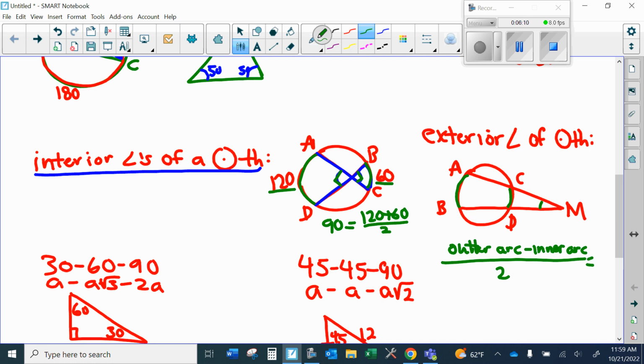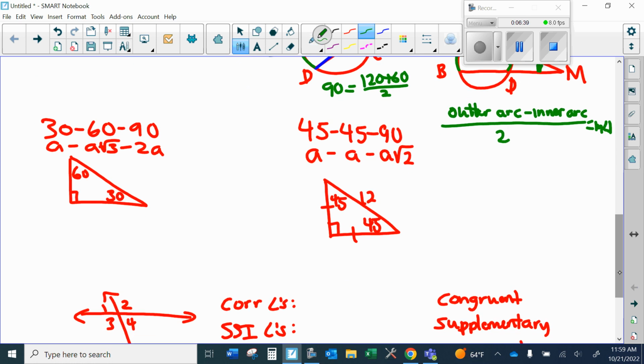Equals, we'll call this angle 1, so I can write it smaller and get it in there. Measure of angle 1. That's a 1 there, not an arc. Okay, so outer arc minus inner arc divided by 2 equals that. They have to give you 2 of those 3. So they might give you the outer arc and the angle, and you find the inner arc. Or they might give you the inner arc and the angle, and you find the outer arc. That just means you put the variable on the one that's missing. Okay, you're solving an equation.